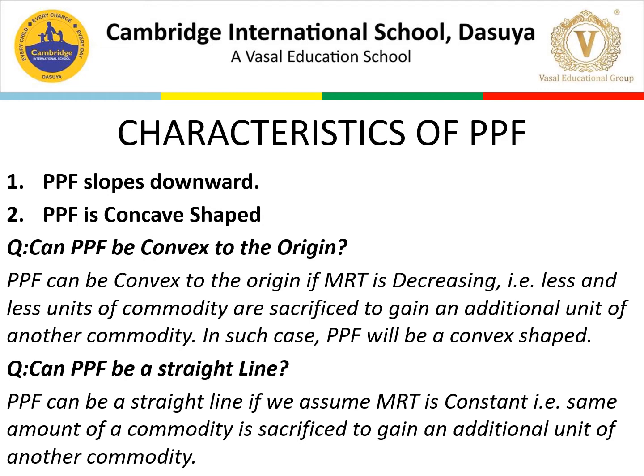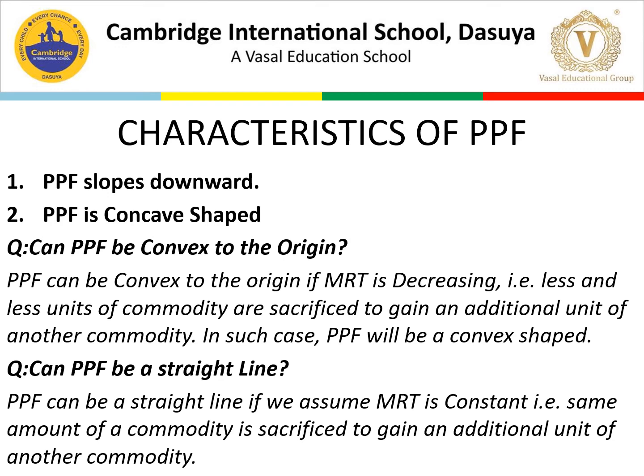Now, some people might have the question in their mind: can PPF be convex to the origin? Yes. There are certain conditions in which PPF can be convex to the origin. If MRT is decreasing, if our marginal rate of transformation starts declining, then fewer units of a commodity are sacrificed to gain an additional unit of another commodity. In such a case, PPF will be convex shaped.